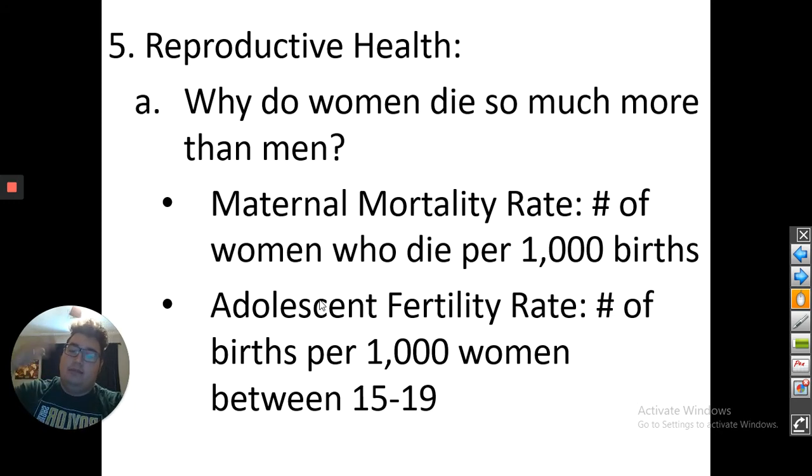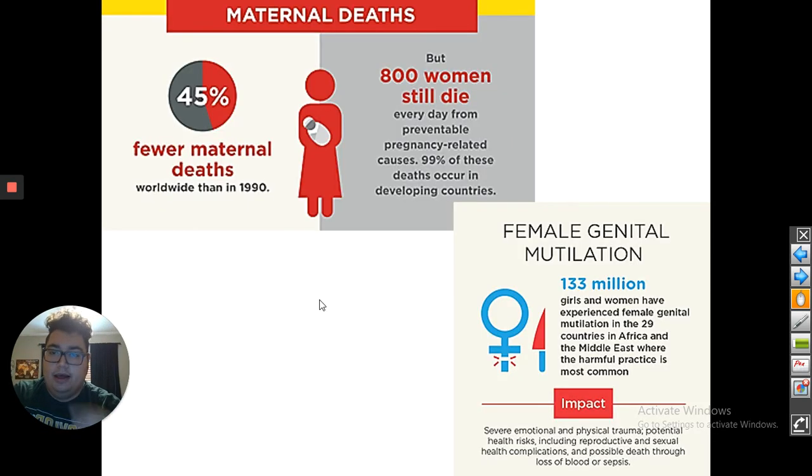We want both of these numbers to be very low, because that means women, like mothers, are surviving birth, and also women between the ages of 15 and 19 aren't getting pregnant. So there are 45% fewer maternity deaths since 1919, but still 800 women die every day from preventable pregnancy-related causes, and 99% of these deaths occur in the developing world.